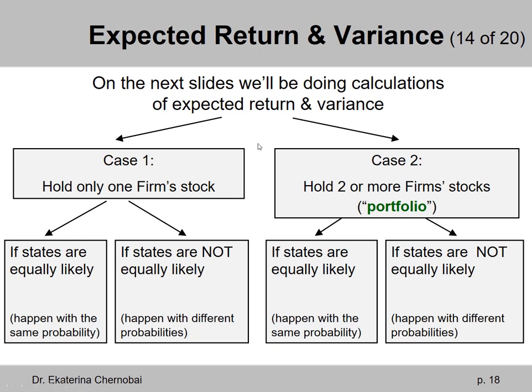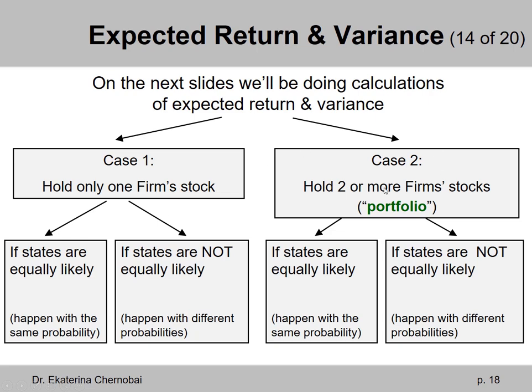We will be looking at two cases. Case one, you buy shares of stock from just one firm. And for that case one, we'll be calculating expected return and expected variance and expected standard deviation when the states are equally likely, or if the states of the economy are not equally likely.